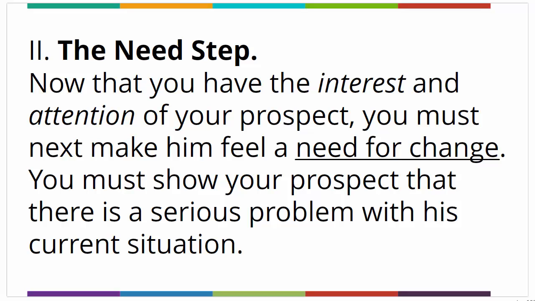Okay, now the second step in Monroe's sequence is that of the need step. Okay, so now we have the person's attention. You need to show what the need is, what the problem is. So now you have the interest and the attention of your prospect. You must next make him feel a need for change. You must show your prospect that there is a serious problem with his current situation.